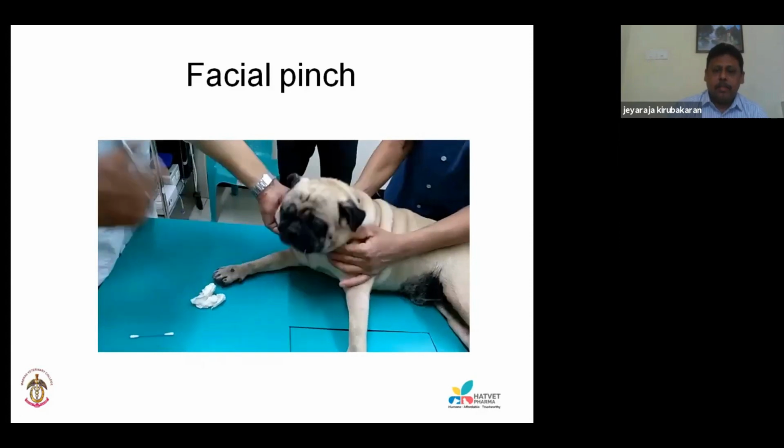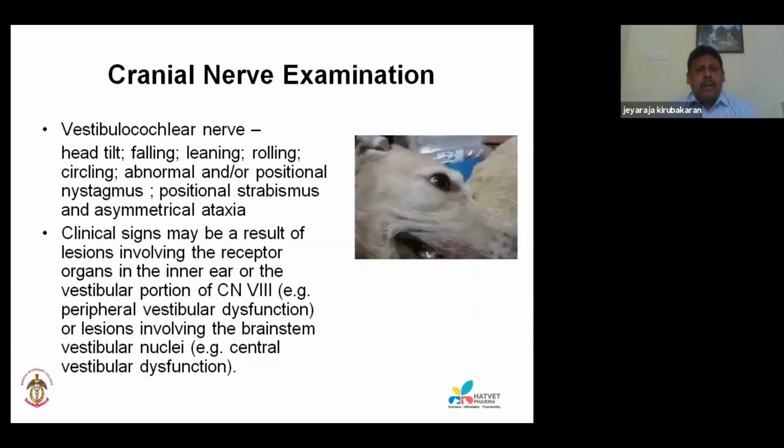So sensitive. Okay. Then comes your vestibulocochlear nerve. The signs related to this will be head tilt, falling, leaning, rolling, circling, or it can be an abnormal nystagmus. It can be positional or spontaneous nystagmus. You change the position, you can induce nystagmus. That is what we call positional nystagmus. And if you change the position, you create a strabismus, and that's called positional strabismus.